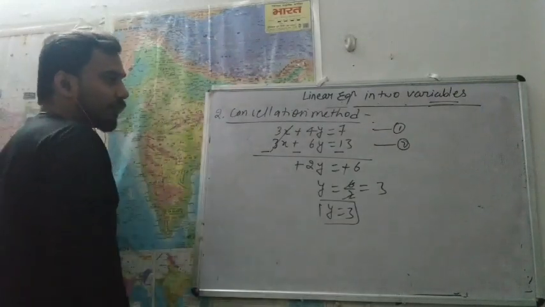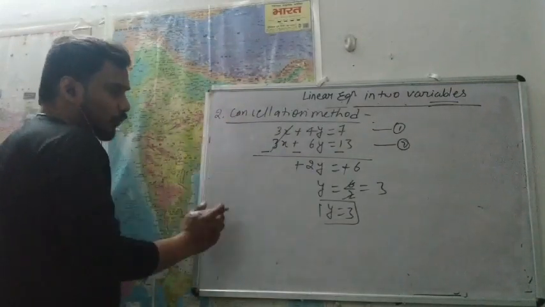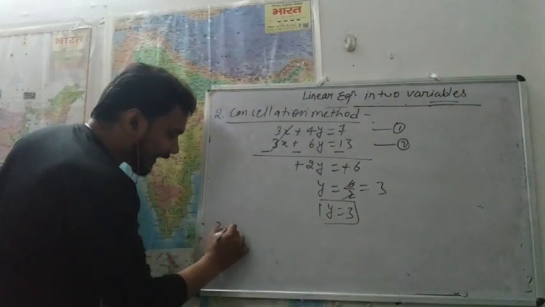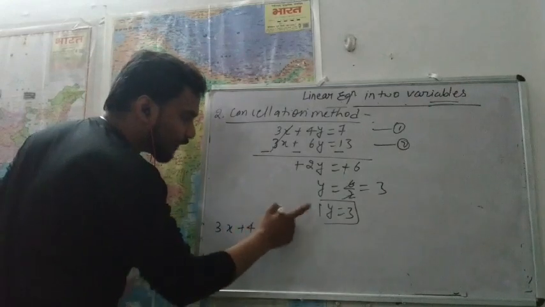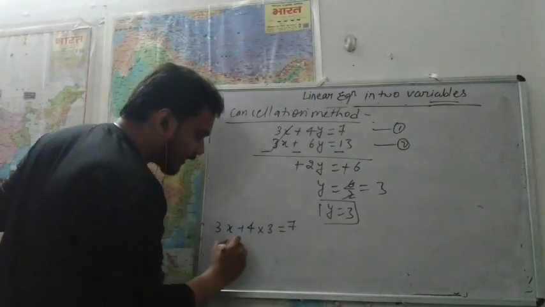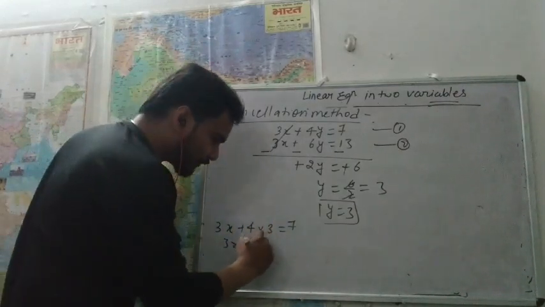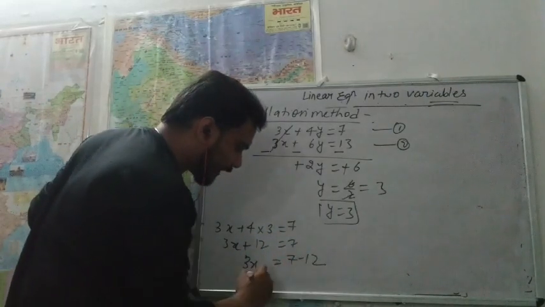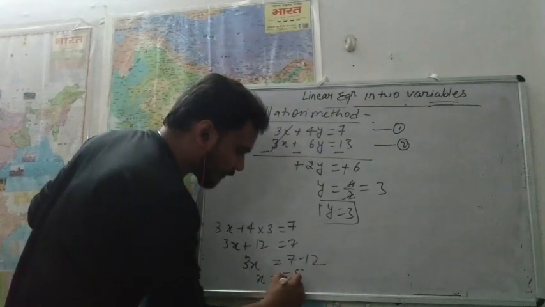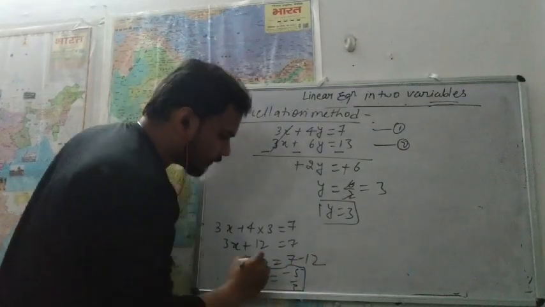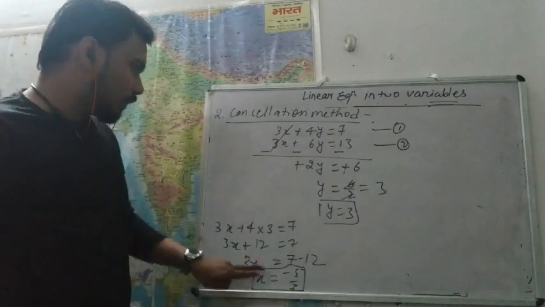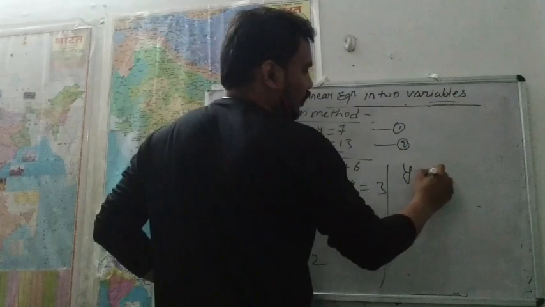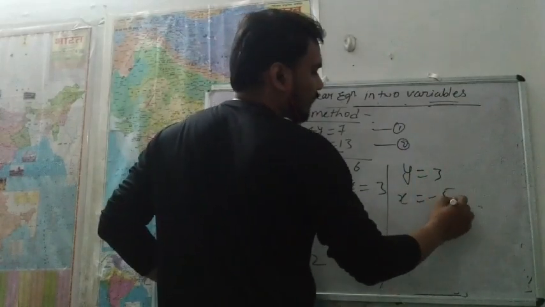Now putting this value of y in any equation, like equation 1 or 2, we get the value of x. Now this is 3x plus 4 into y, that was 3, is equal to 7. From here 3x plus 4 threes are 12 is equal to 7, and 3x is equal to 7 minus 12, and from here x is equal to minus 5 upon 3. So we get the value of y as well as x. The value of y is going to be 3 and the value of x is going to be minus 5 upon 3.